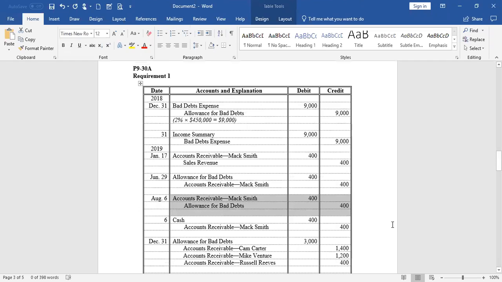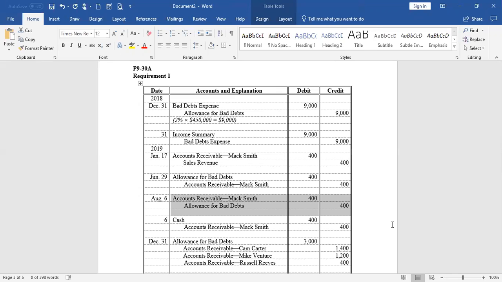So you see the two-step process we have to go through. When an account we formally wrote off as being bad, we get the money for, reinstate the account, reversing the effect of the write-off, and then bring the cash in and credit accounts receivable.